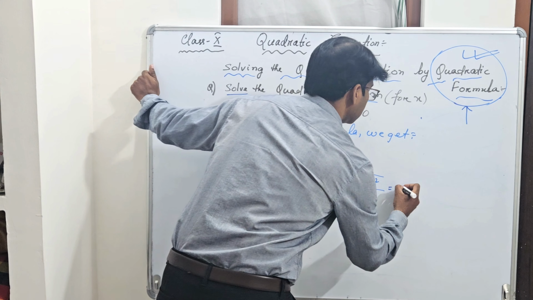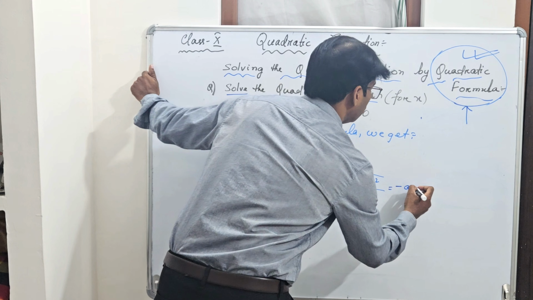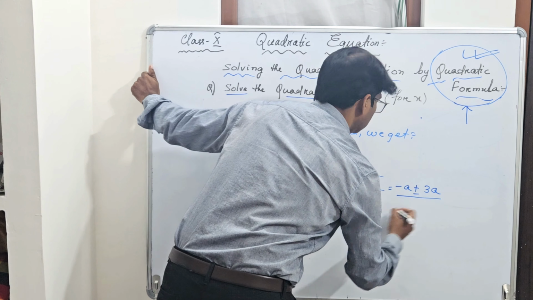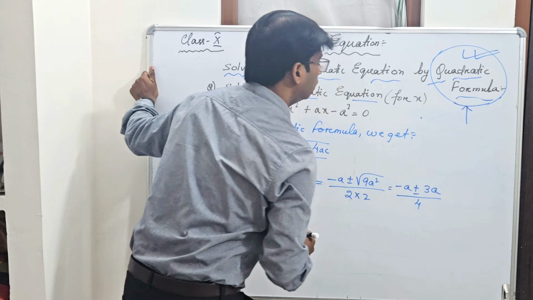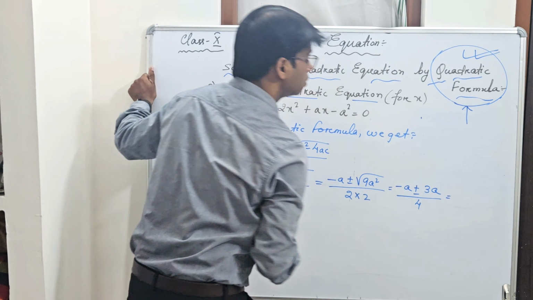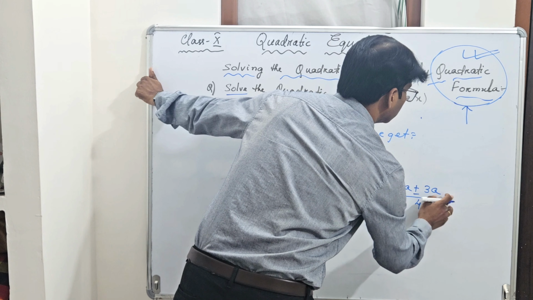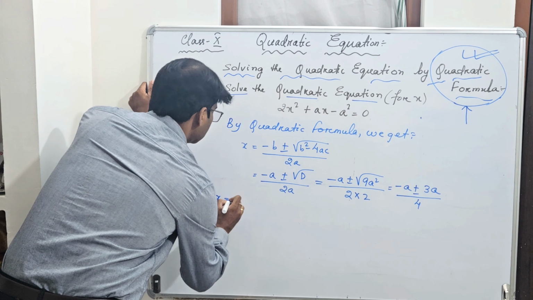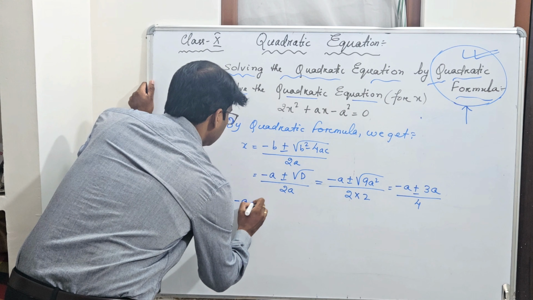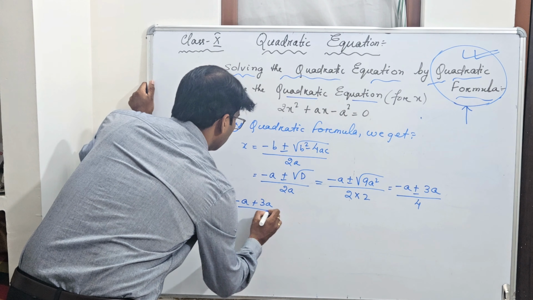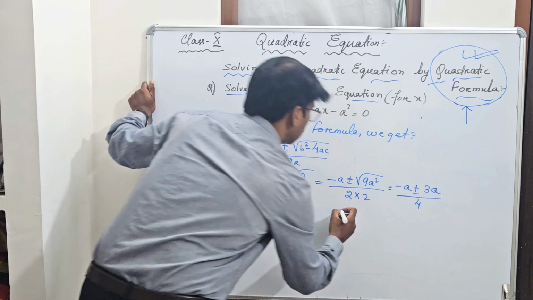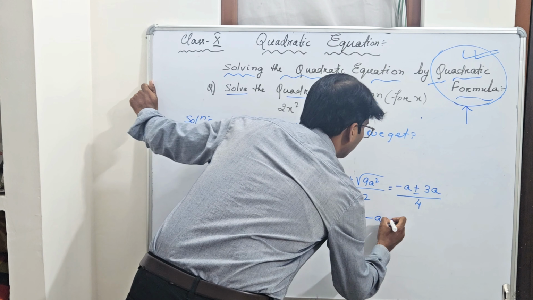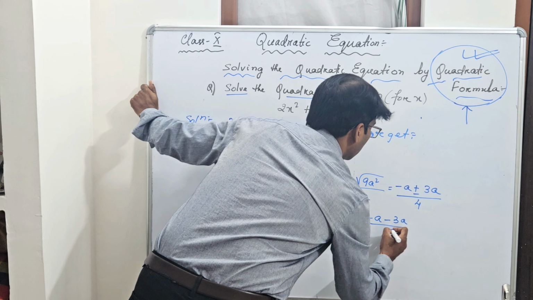So here you see minus a plus minus, it will be 3a, square root of 9a square, and it is 4. So how much it is? So minus 1 will be here. So another two values we will be getting. The one is your x is equal to minus a plus 3a by 4, and another one is x is equal to minus a minus 3a by 4.